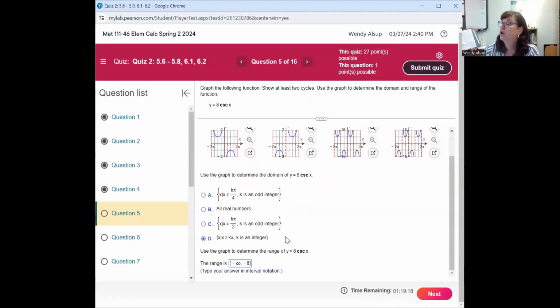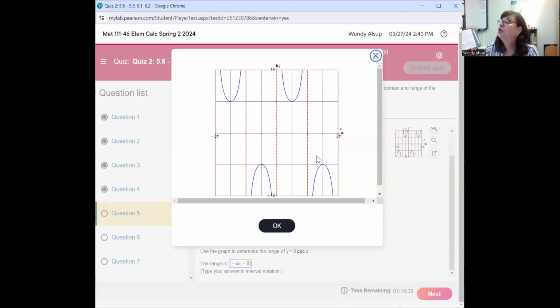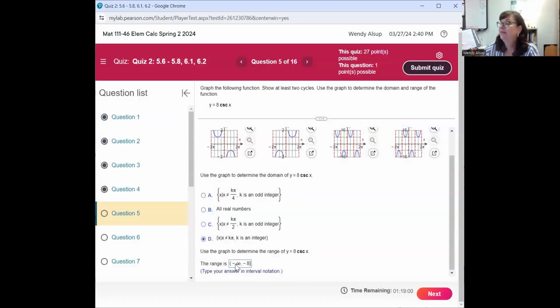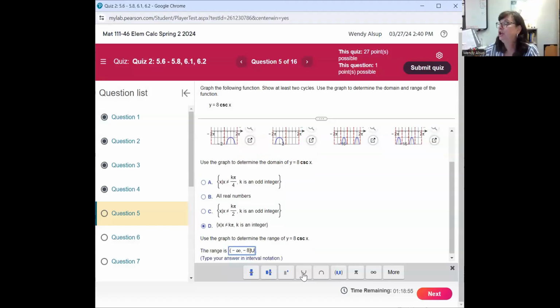Here is my domain, set of all x, such that x does not equal k pi, k is an integer. And one more time, looking at this guy, your range, you're going from 8 to positive infinity and from negative 8 to negative infinity. So negative infinity to negative 8, and then we're going to put union with bracket positive 8 to positive infinity. Parentheses on the infinity end, a bracket on the sides with the negative 8 and 8, because those are included in it.